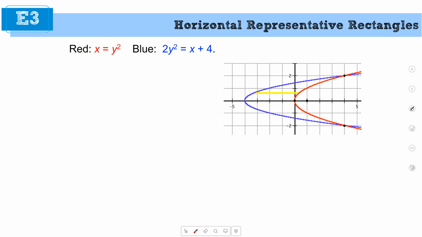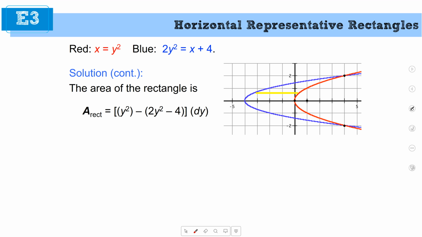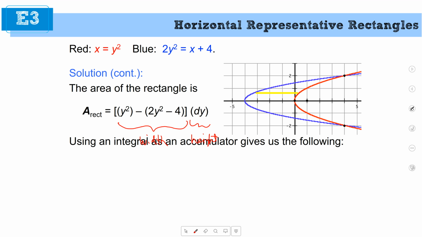So then you set up your equation. So there's the area of the rectangle. This is right minus left, the width of the rectangle. This is the height. So that's the area of the rectangle. Then we use the integral as the accumulator to add all those infinite number of yellow rectangles up. Whoosh. And we get that.